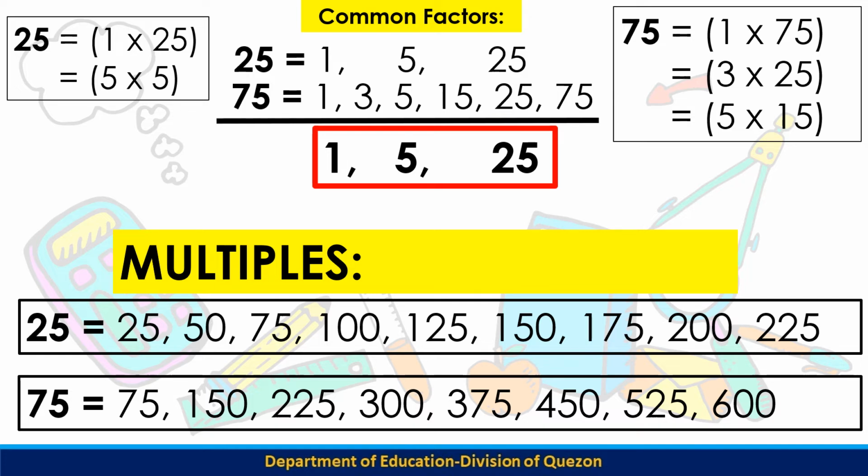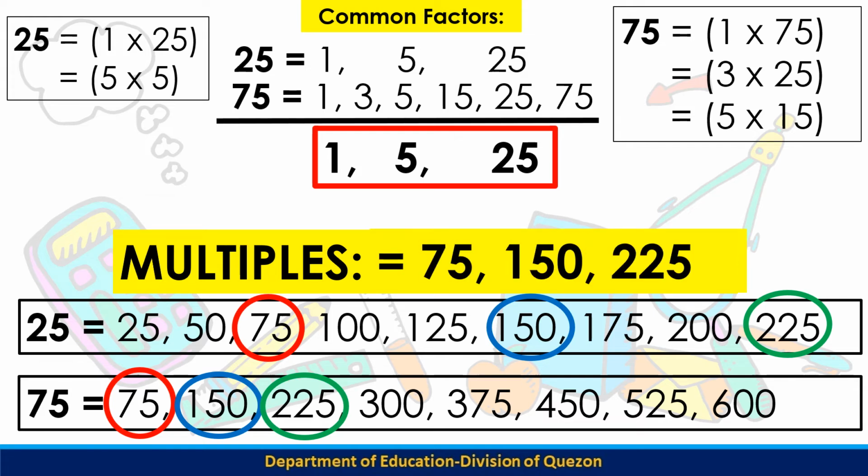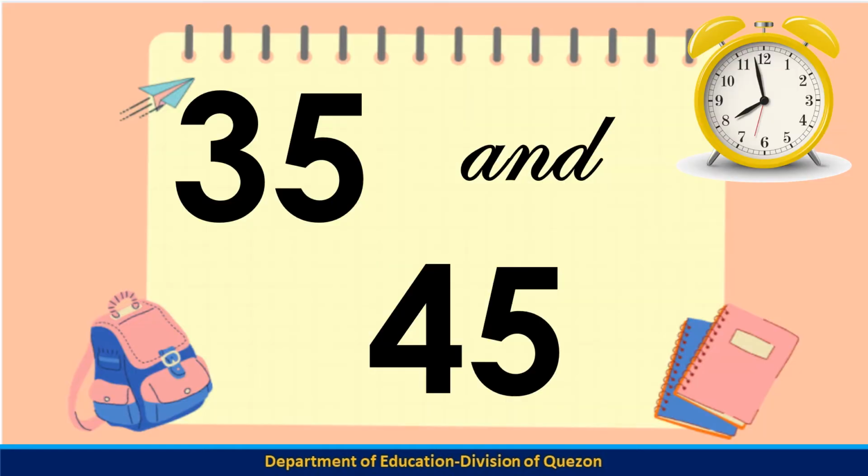75 has 75, 150, 225, 300, 375, 450, 525, and 600, and so on and so forth. Pwede pa po yan madagdagan kung gusto nyo. Pero kunin po natin yung tatlong magkakaparehas nila: 75, another is 150, and the last one is 225. So, the multiples here are 75, 150, and 225.